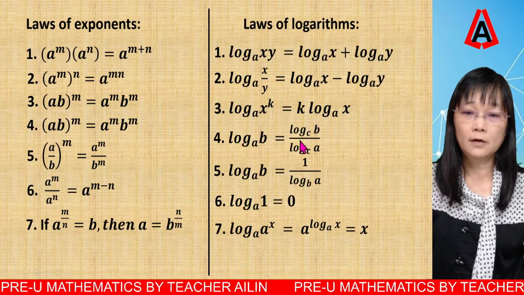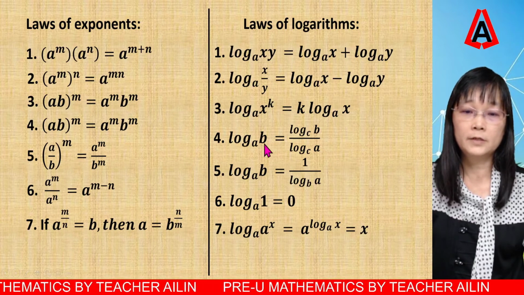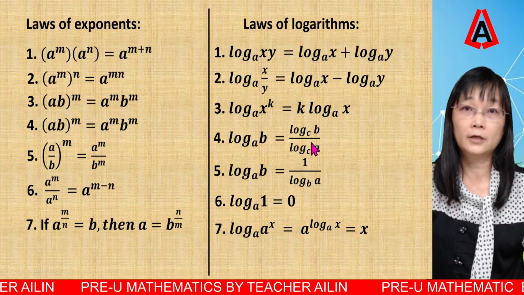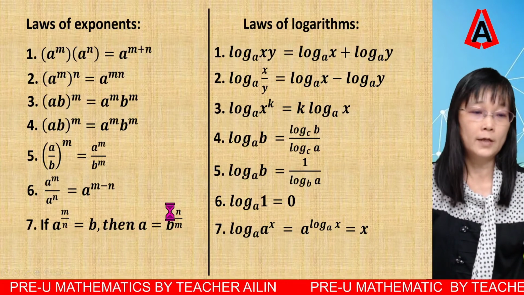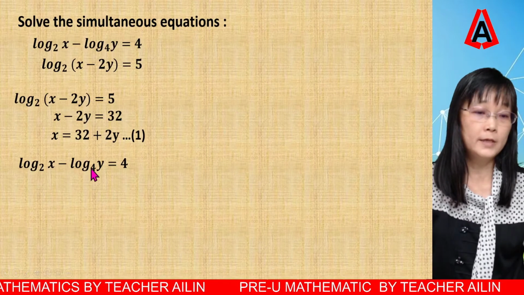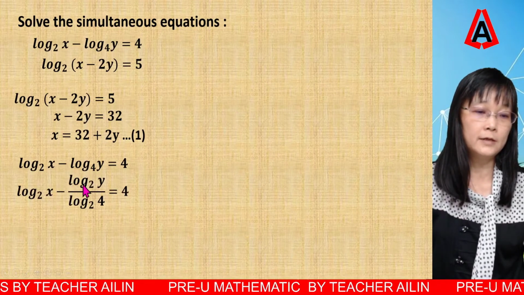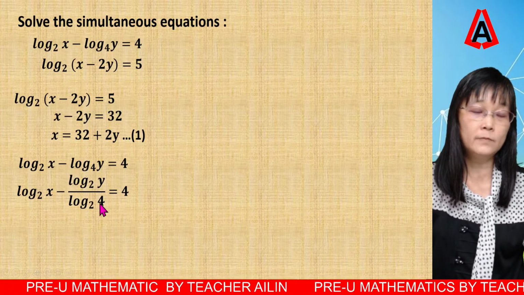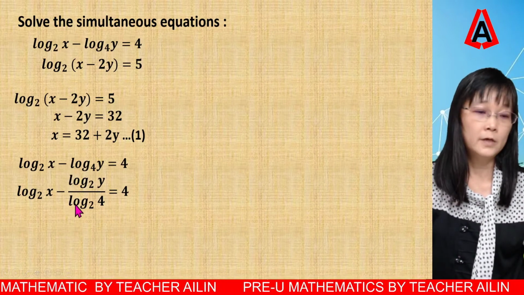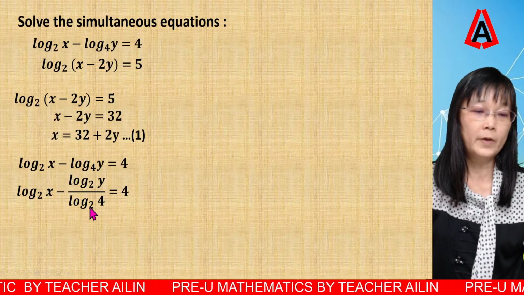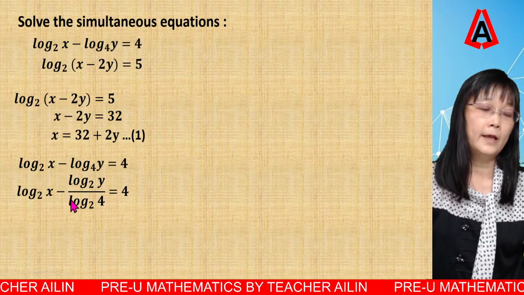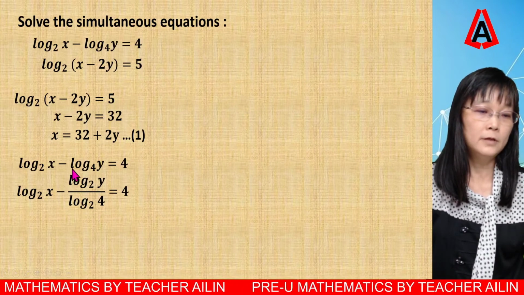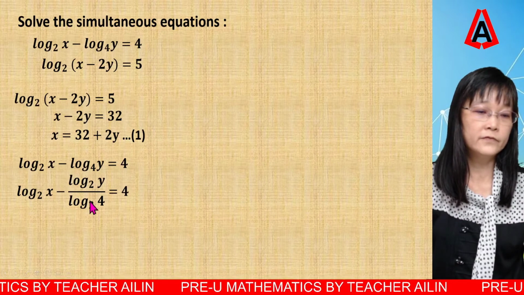Based on the law of logarithm, we are going to use this formula to change the base. When I change to base 2, that is the logarithm of y with base 2 divided by the logarithm of 4 with base 2. The logarithm of 4 with base 2 is equal to 2. And in order to cancel off the fraction here, I multiply the whole equation by 2.